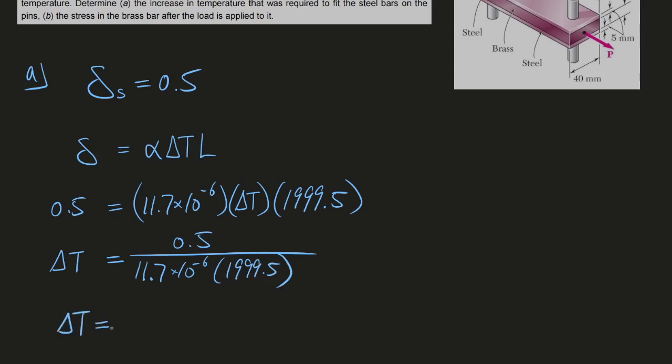Then plug this into your calculator. 0.5 over 11.7 times 10 to the negative 6 times 1999.5. Get the temperature change is positive 21.37 degrees Celsius, and that will be our answer to part A.